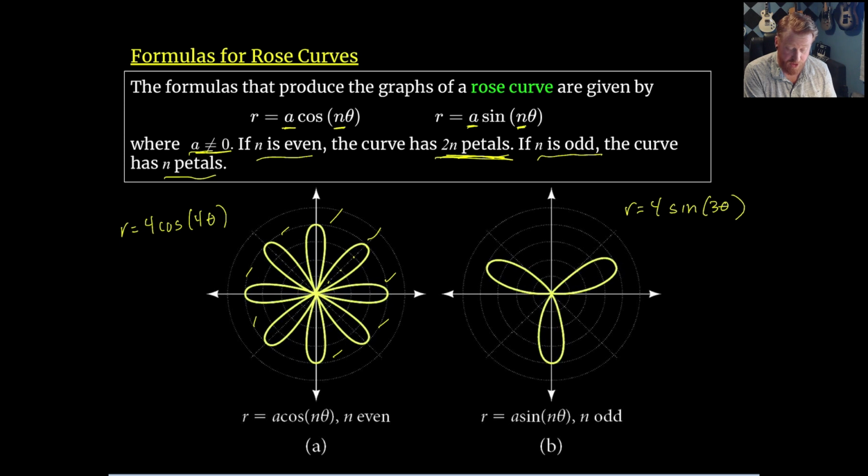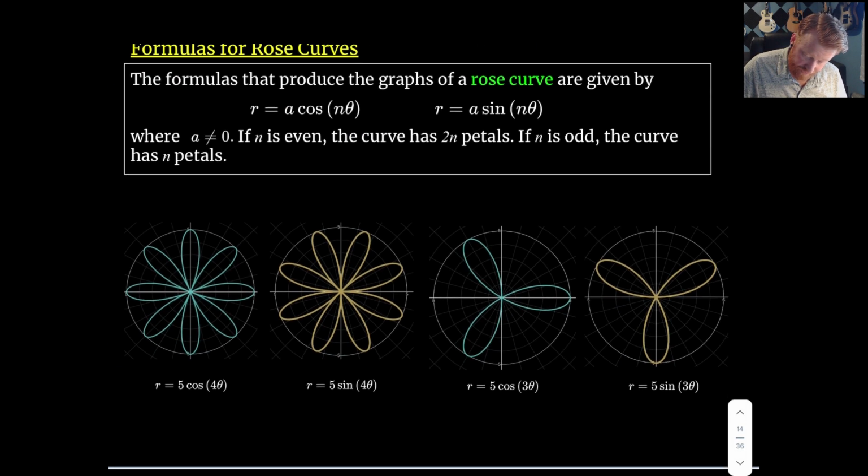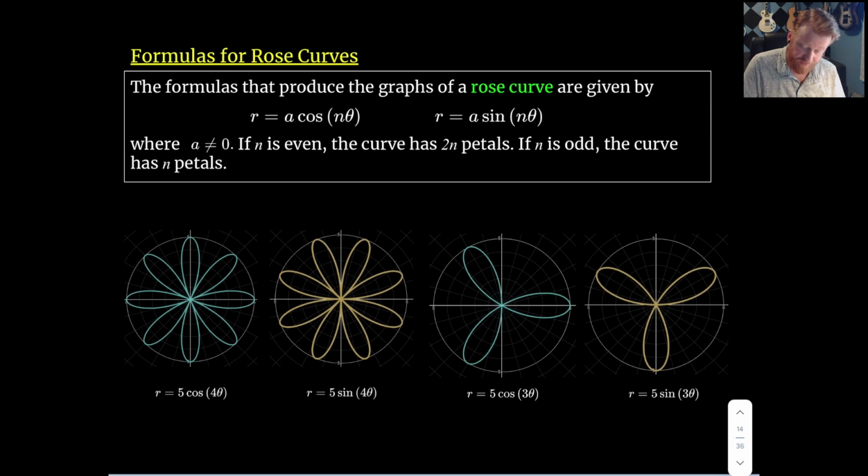We're not going to do too much with graphing these by hand, but being able to recognize them right now is more our goal. So I just wanted to give you a few more examples here just to see what some different ones look like. Everything in the box above says exactly the same thing it did before. But here, all these have an a value of 5, just so that they all have the same general kind of size here. So we're looking at 4 theta for this cosine one.